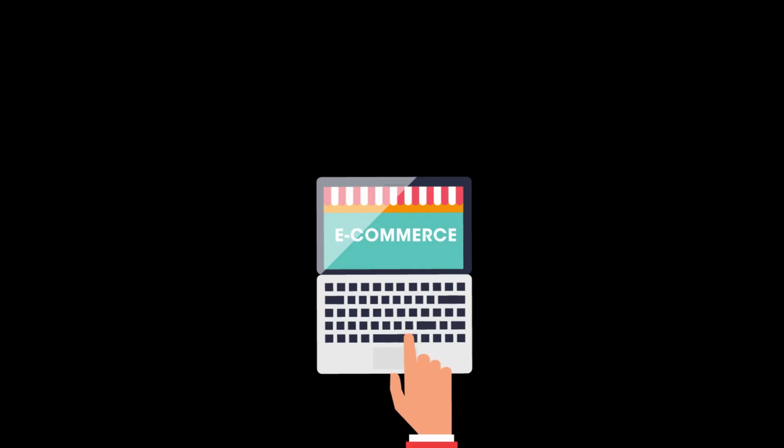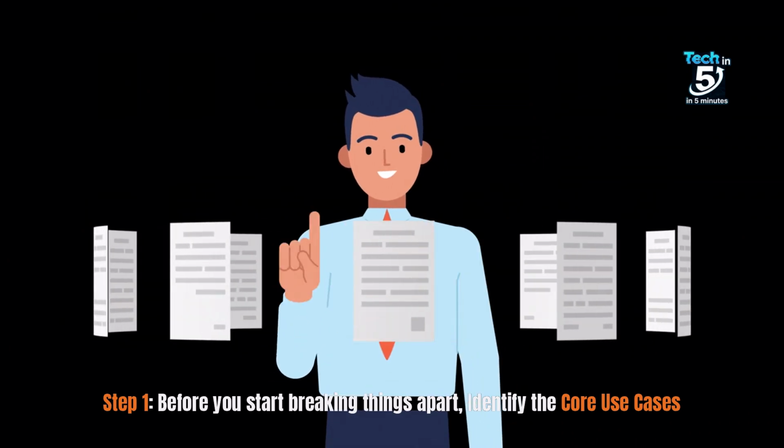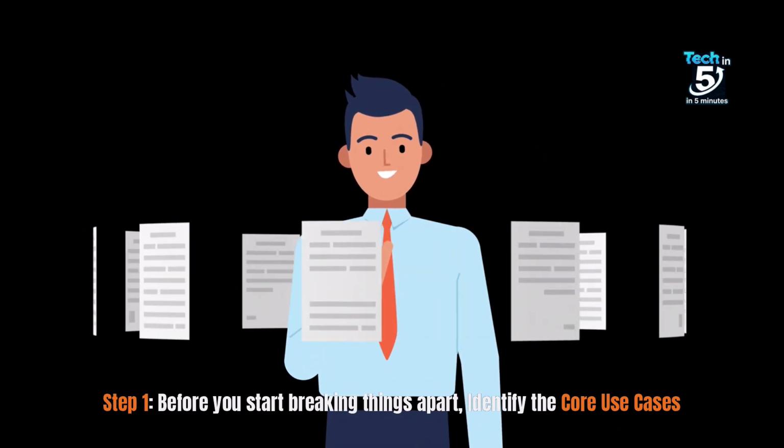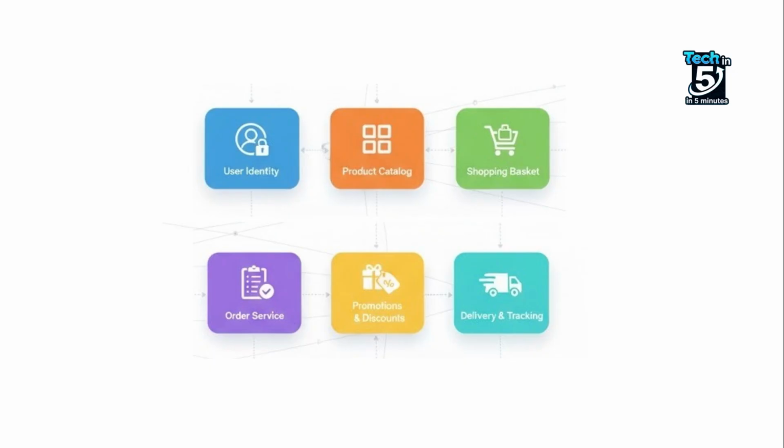And we'll walk through that journey today using an e-commerce example. Step 1. Before you start breaking things apart, identify the core use cases. For an e-commerce app, that might be managing user identity, browsing products, managing the shopping basket, placing orders and tracking deliveries.